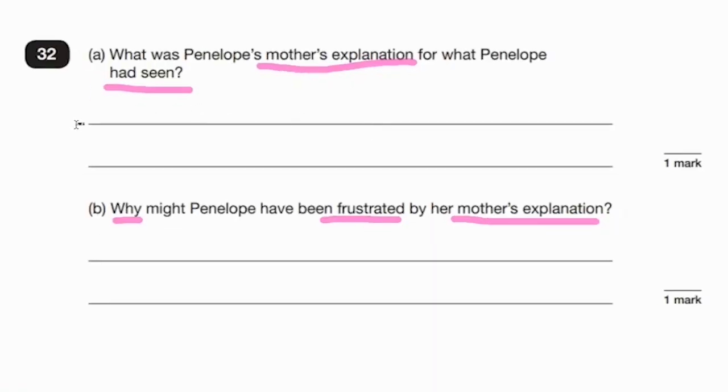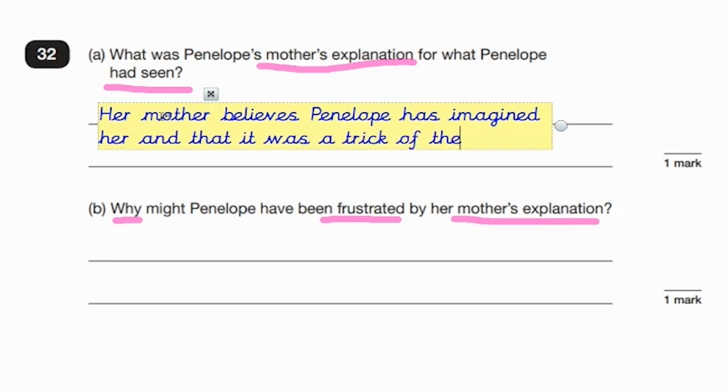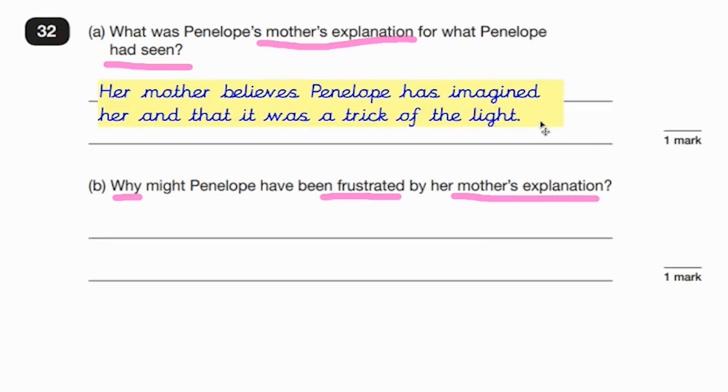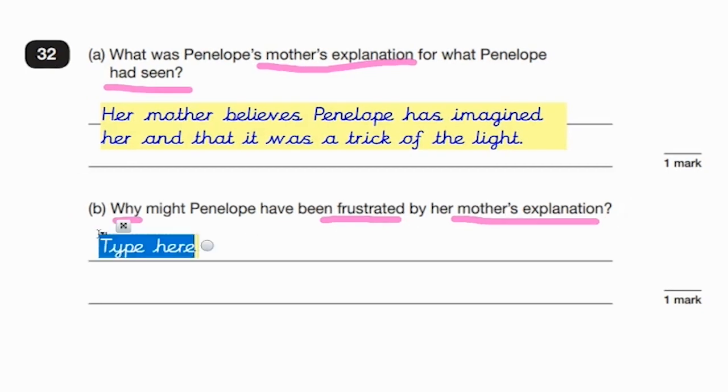Okay, so what was Penelope's mother's explanation? So her mother believes Penelope has imagined her and that it was a trick of the light. Okay, that she didn't really see her, it was just her imagination and a shadow on the wall, possibly. Why might Penelope be frustrated with her mother's explanation? And this is another inference question, so we can use the word because in our answer.